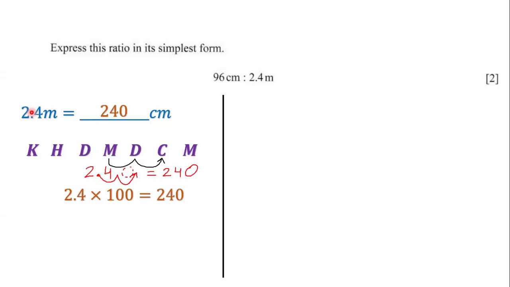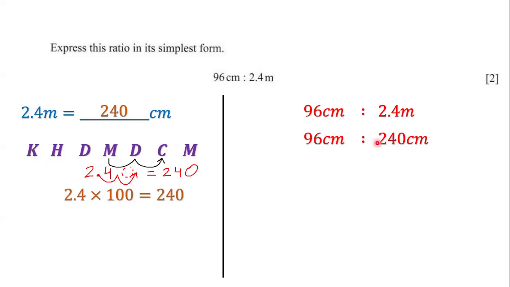Now all I need to do is go back to our ratio. You have 96 centimeters to 2.4 meters. I'm going to take the meters and convert them into centimeters. What is 2.4 meters in terms of centimeters? 240 centimeters, that's exactly what it is. So I have 96 centimeters to 240 centimeters.